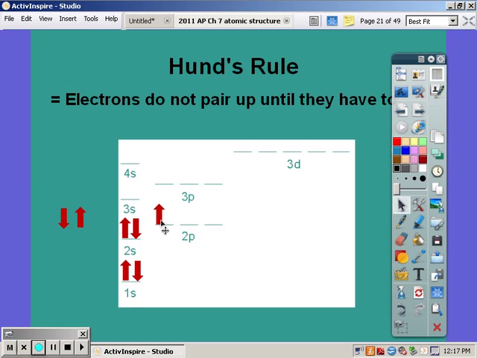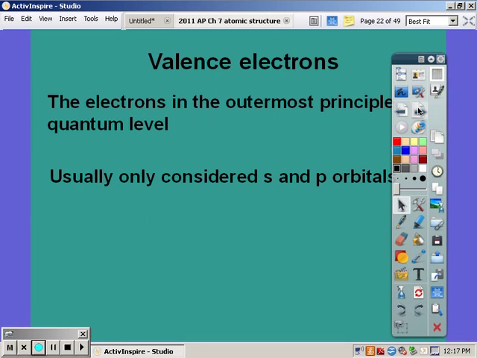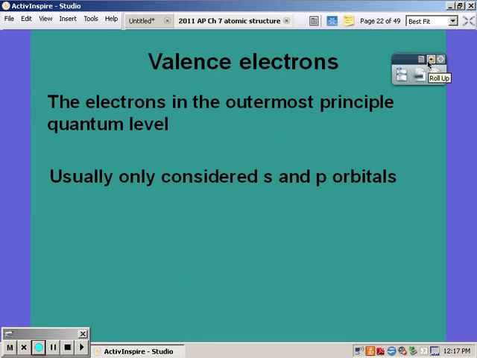When it comes to the 2p, it has 3 orbitals that it can put 1 electron in each of them before they have to pair up. After it's completely paired, then it can go on to the next level. Valence electrons are the electrons in the outermost principal quantum level. It's usually only considered s and p orbitals.